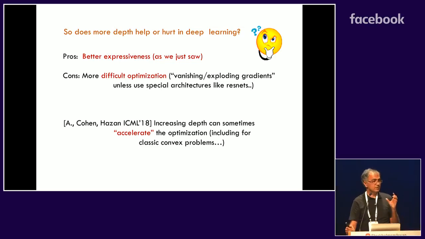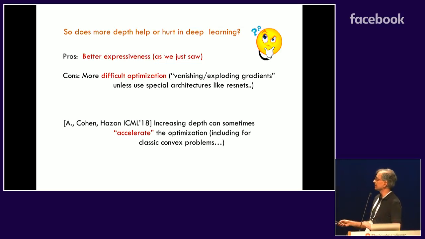So let me tell you a new result of ours, which I find kind of cute, which is counterintuitive. Counterintuitive for theory, okay? ResNet shows that, yes, sometimes increasing depth can help. But what this shows, even theoretically, is that increasing depth can sometimes accelerate the optimization. Now, accelerate is in quotes for two reasons. There's an everyday notion that it can make the computation faster. And then there's a technical notion of acceleration as in Nesterov acceleration, the one that's used in Adam. So it's also related to that.